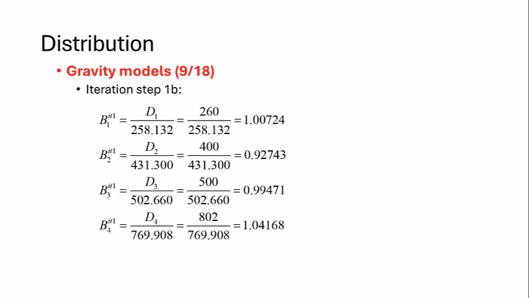Now we move to iteration step 1b. With the Ai values fixed from the previous step, we update the Bj balancing factors to make sure that the column totals, the attractions, match their targets. This back and forth adjustment between origins and destinations is the essence of the iterative process.